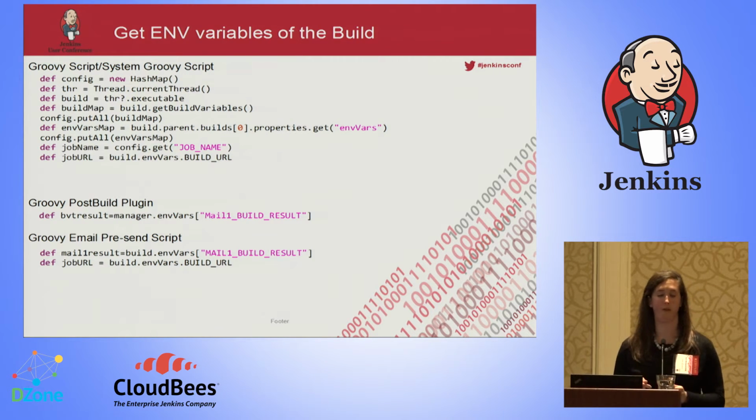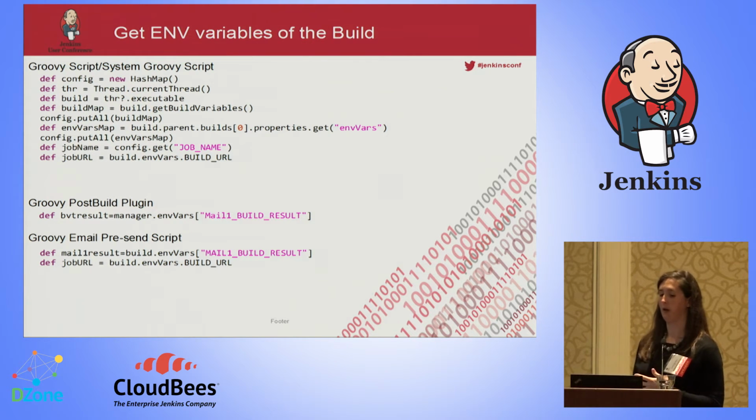You can also reference it with the build.environment_vars and the build name. However, if you have spaces in your parameters, because they came in as parameters and you put spaces in them, I'm not quite sure if that really works. So it's best to create the map and then put the environment variables in that if you're going the route of the system Groovy script or the regular Groovy script.